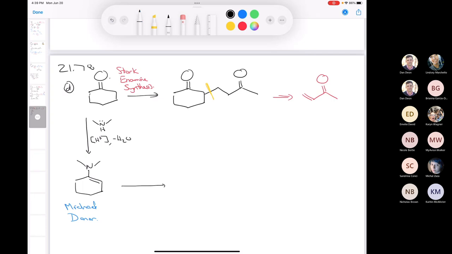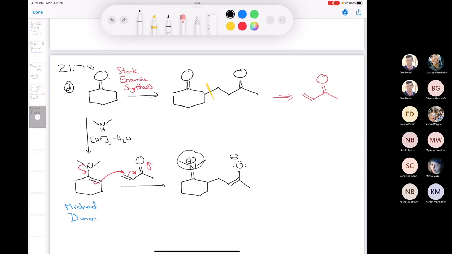Now that we have our Michael donor, it can react with this Michael acceptor. So let's write down the Michael acceptor, which looks like this. And then we'll put in the lone pair here. And you can see how this is just going to attack like this to give you the intermediate, which is going to look like this. So we end up with an iminium ion here. Here's that carbon-carbon bond that we formed. And here is our enolate. So we end up with a molecule that's actually neutral. We have a positive and a negative charge.